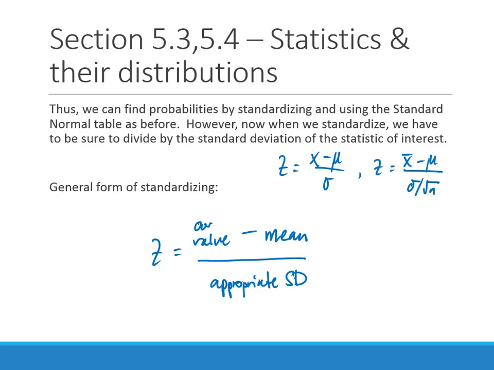So as you can see just above there, if I'm just looking at an individual observation, that's x minus mu over sigma, because sigma is its standard deviation. If I'm talking about x bar instead, I subtract off its mean, which is mu, but then I divide by sigma over the square root of n, which is its standard deviation. So this is something that we'll see a lot in the coming chapters of this class. Just to point out, this is a general form.